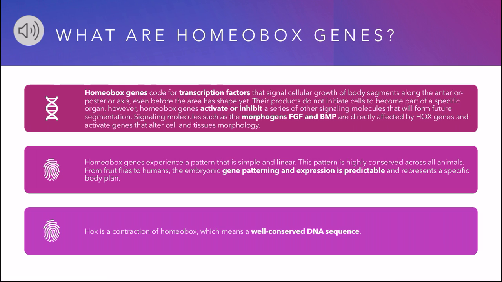Homeobox genes experience a pattern that is simple and linear. This pattern is highly conserved across all animals. From fruit flies to humans, the embryonic gene patterning and expression is very predictable and represents a specific body plan. Hox is simply a contraction of homeobox, which means well-conserved DNA sequence.